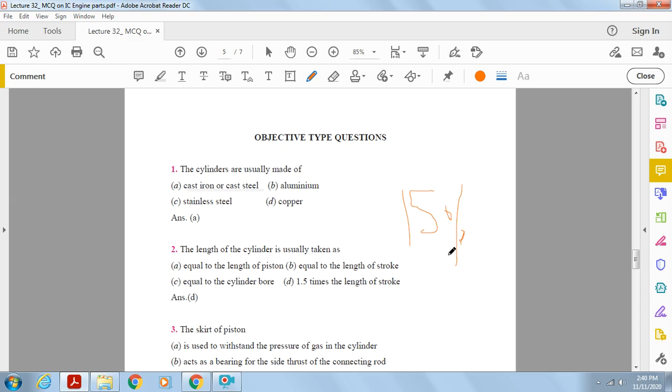So 15% extra length margin is provided over the stroke length. The length of the cylinder, capital L, equals 1.15 of small l, where small l is the stroke length and capital L is the cylinder length. The correct answer should be 1.15 l, but here 1.15 is not mentioned, it is mentioned as 1.5. So near to 1.15 we will consider that option. The correct answer should be D.